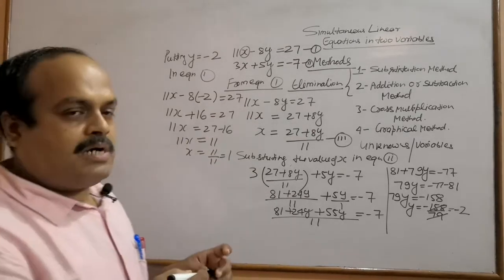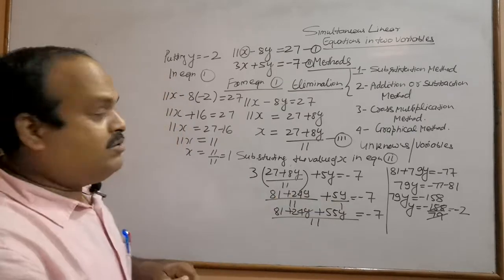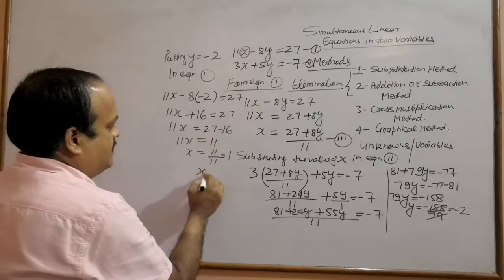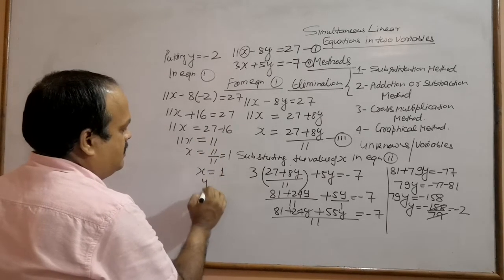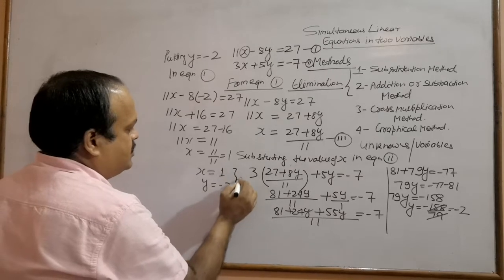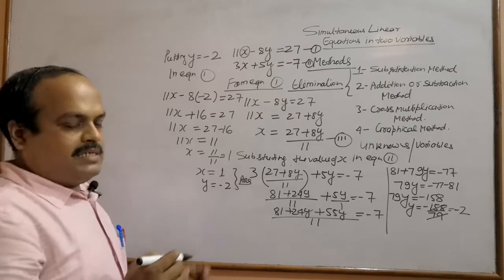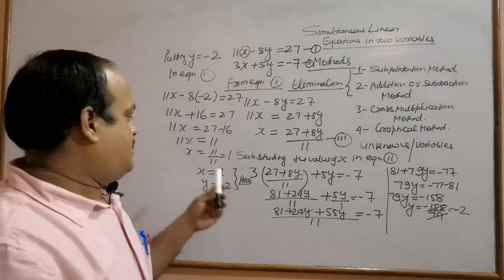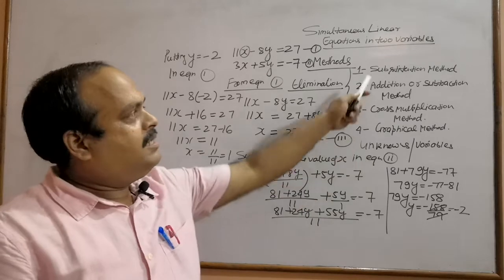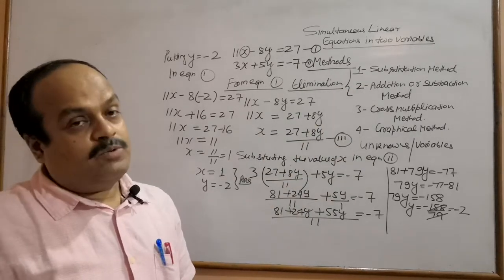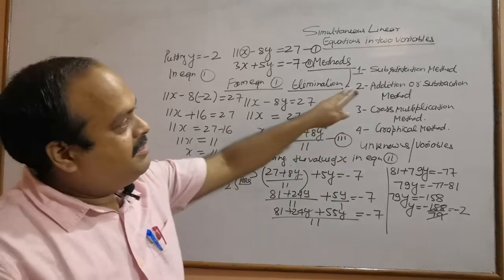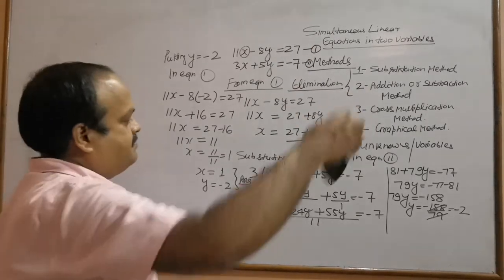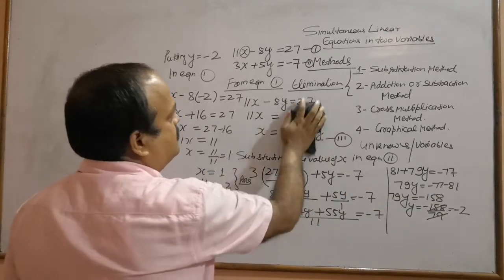So we have got the values of x and y. These values you have got for x and y, write them together: x equals 1 and y equals minus 2, and mention here as answer. Okay. So we have got this answer by the substitution method. Now I am going to do it by the addition or subtraction method. Let us do.